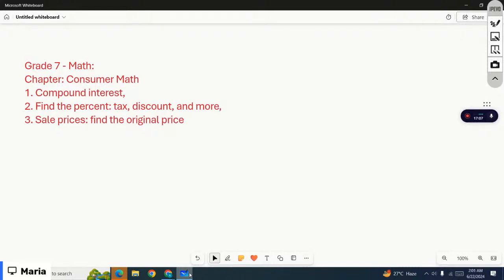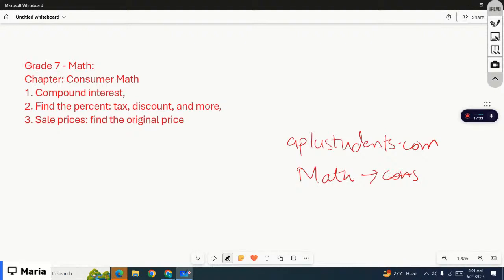We are here for grade 7 math. You can find all the lessons on aplusstudents.com. You have to log in there using your email address and the password provided by the administrator. Then select math from the subject tab, scroll down to grade 7 math, and click on view all lessons. There you can find a list of the chapters.